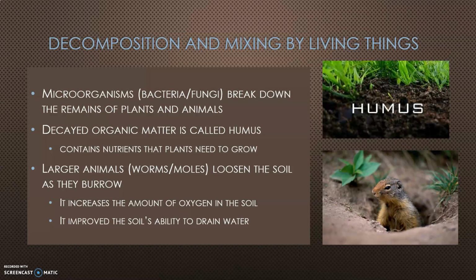Decomposition and mixing by living things. Microorganisms such as bacteria and fungi break down the remains of plants and animals. This happens in the dirt itself. The decayed organic matter is known as humus. Not hummus, that's something you eat made of chickpeas, but humus. And it contains nutrients that the plants need to grow.